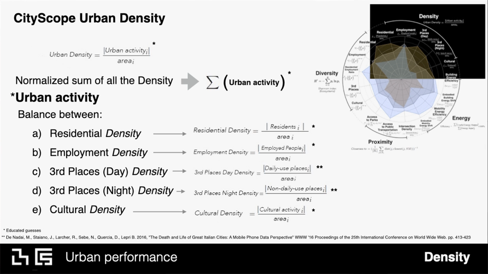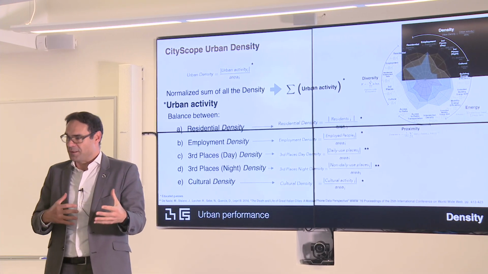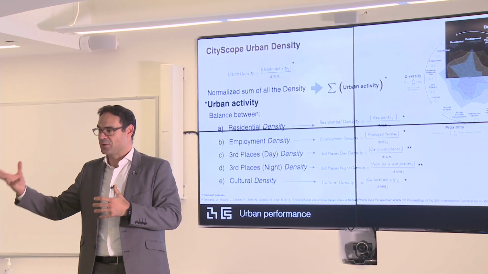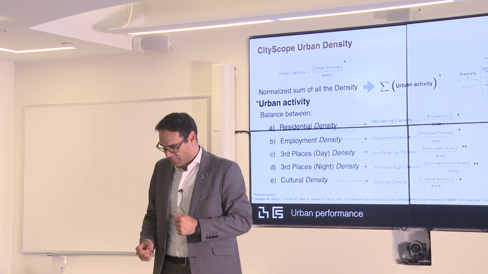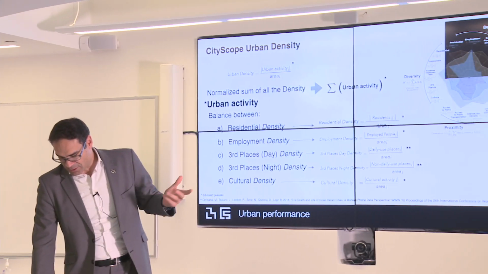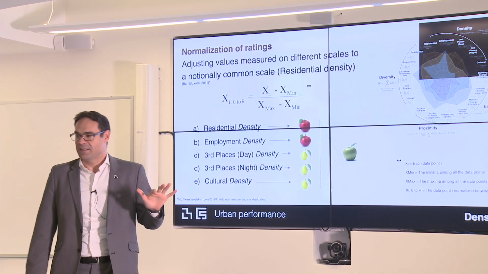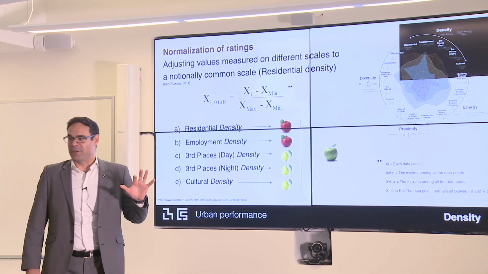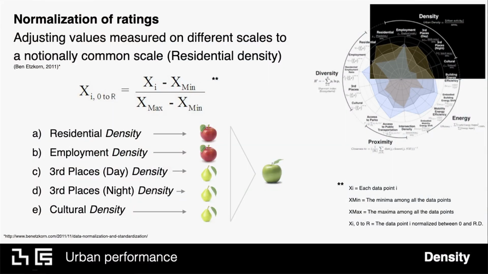So we were like, okay, what is the residential density, employment density, third places density, so all the amenities, and the cultural density. So at that time we were already starting to look into that integration between the socioeconomic and environmental indicators with density, proximity, and diversity. But the problem here is that even if you know how to calculate these, they are totally different domains, okay?